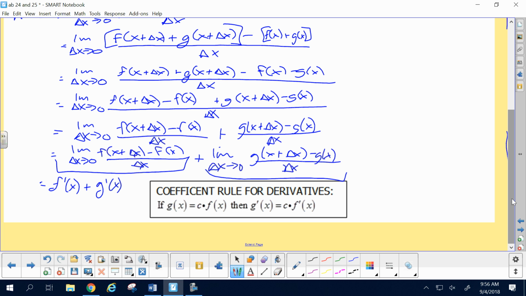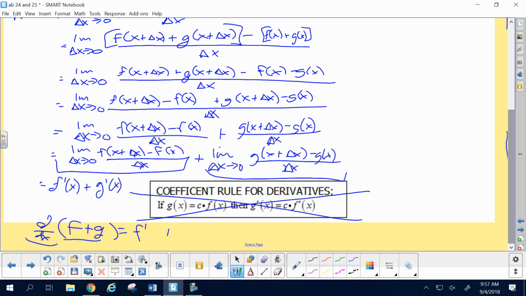Yours is right. So the sum rule is that if you take the derivative of a sum of 2 functions, it's the same as each separate derivative. Now don't get cooped up by this notation. It's just Leibniz notation of the derivative. This just means the derivative with respect to x of f plus g is just f prime plus g prime. You can take the derivative of each separately.